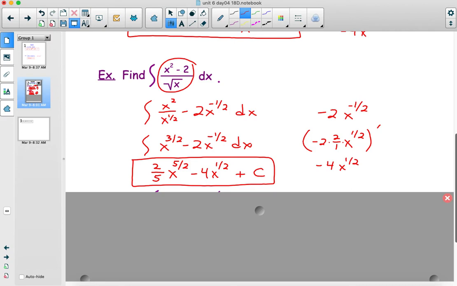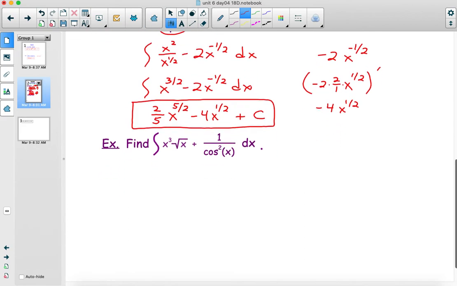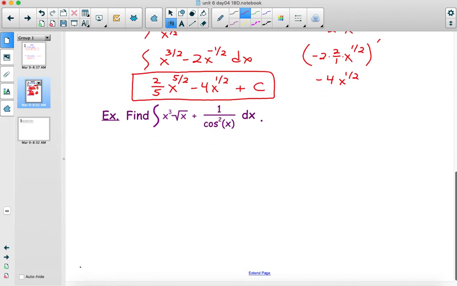Alright, let's try one last one. The integral of x cubed times the square root of x plus 1 over cosine squared of x. Alright, so if you haven't figured out by now, when you can rewrite anything in a simpler form, that's going to be the way to go. So how about x to the 3rd power times x to the 1/2? Well, let's just add those together, and we get x to the 3.5, or 7/2 power.